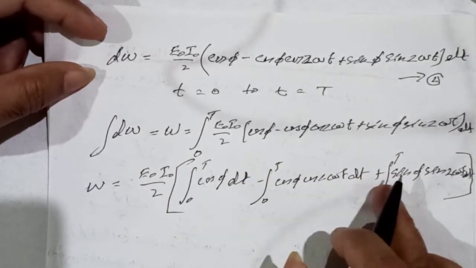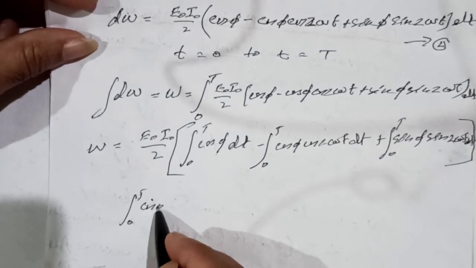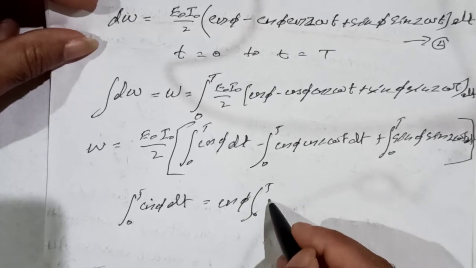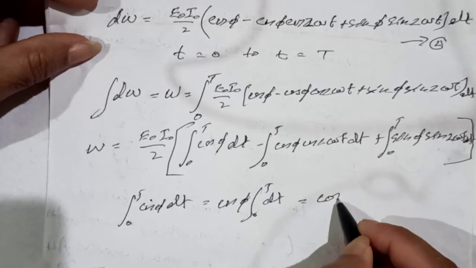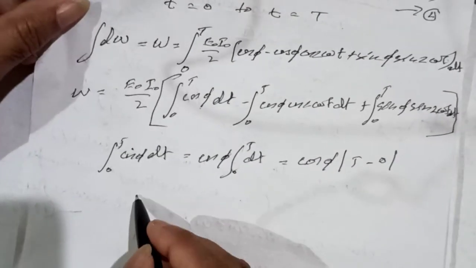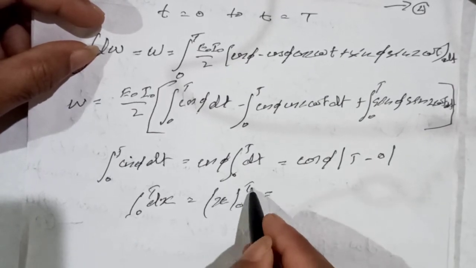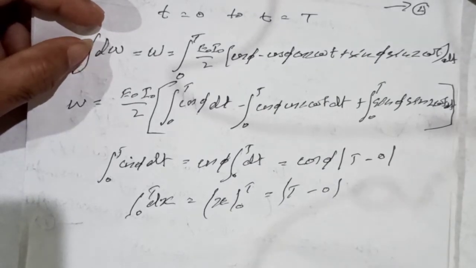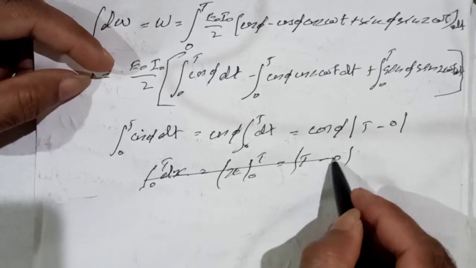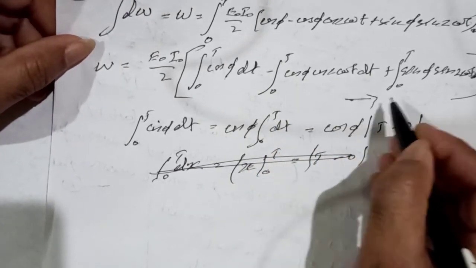So one by one, let's integrate one by one. What is this? Integrating this cos phi dt equal to, so this we can take it outside. This is constant, cos phi is constant. Integral 0 to t of dt, so it will be cos phi into t minus 0. Integrating dx means x, this is a simple formula in mathematics, in integration. In place of x, we can put t or some value like 5, for 0 to 5, if the time period is 5, like that. So we will use this number one. And this is equation, let's say this is equation number 3.